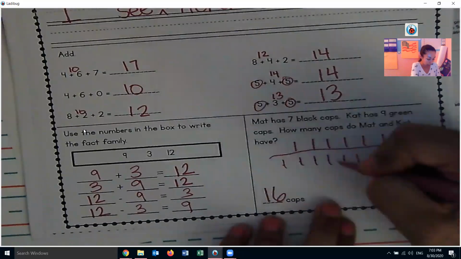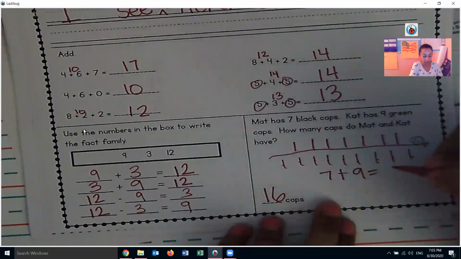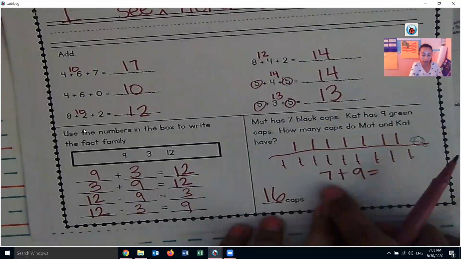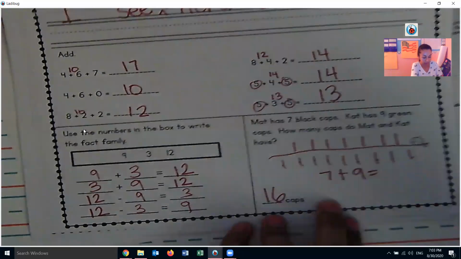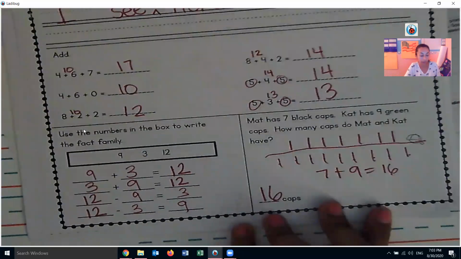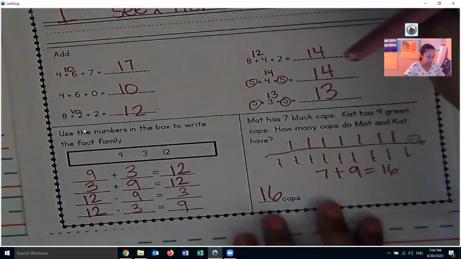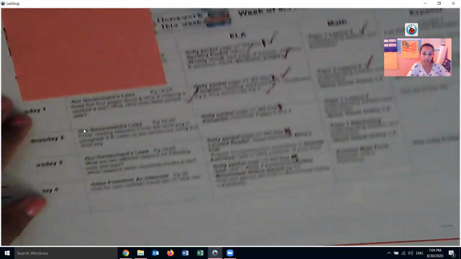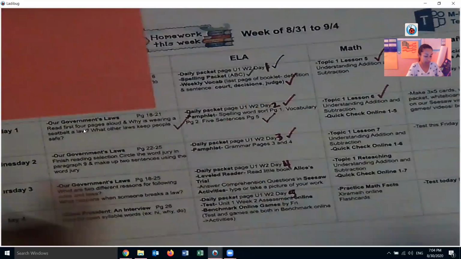I can also look at my problem. 7 plus 9. If I take 1 away from 7, you can make that 10 plus 6 is 16. So however you work that out, 16 caps is the total. Okay, so that is our daily packet day 3, which now takes us to our pamphlet.